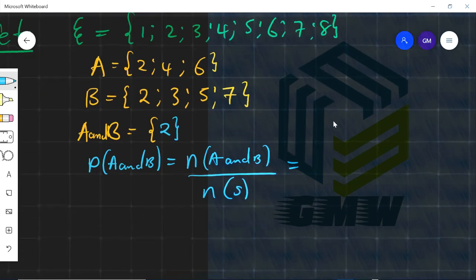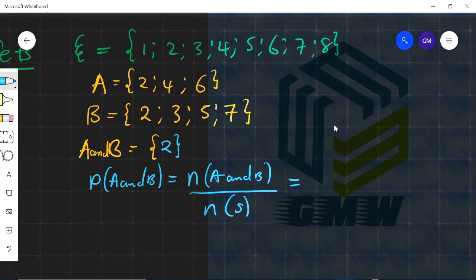So now, what will be the probability? How many learners do we have in A and B?